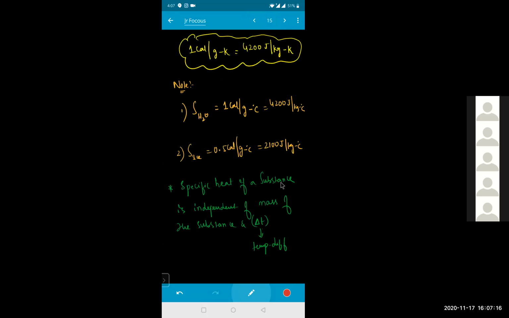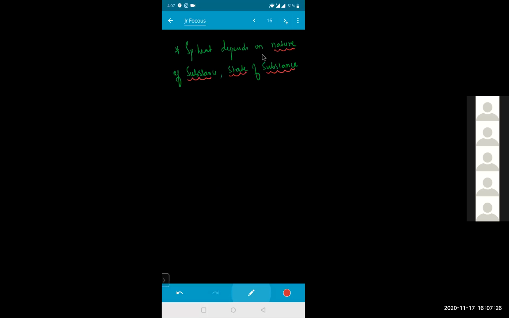Specific heat will depend on what, beta? Specific heat depends on the nature of substance, comma, state of substance. Very important for theoretical. Specific heat of a substance will depend upon the nature of the substance and also the state of the substance, whether it is liquid, solid, or whatever it may be. It is independent of mass and also temperature difference. But it depends upon the nature of substance and also the state of the substance.